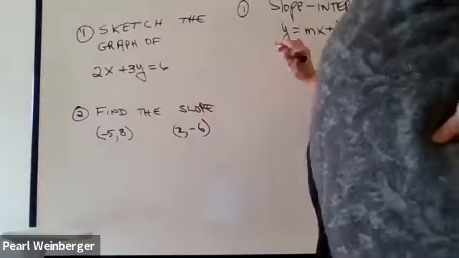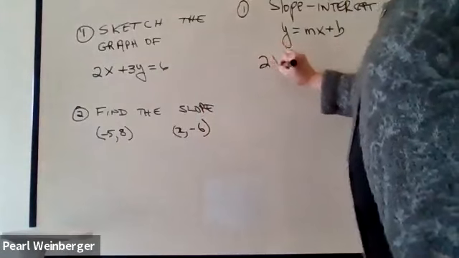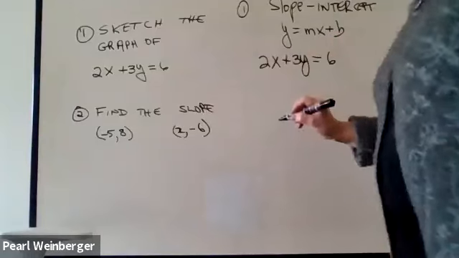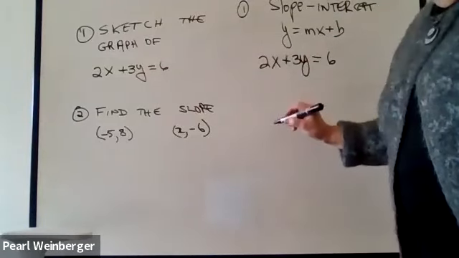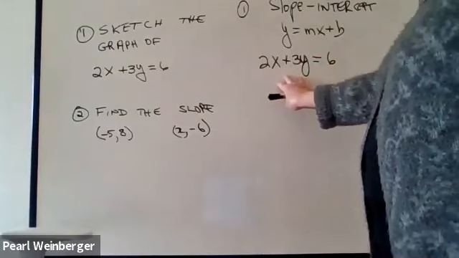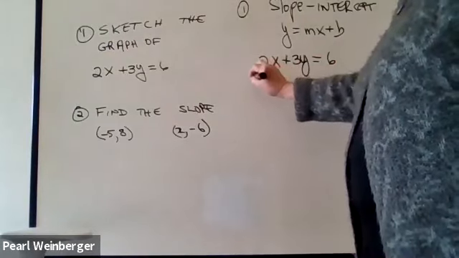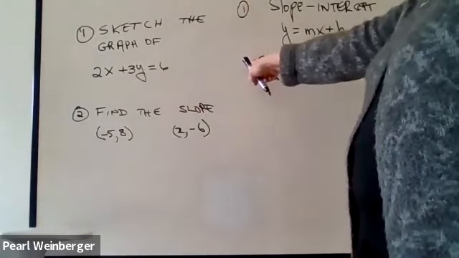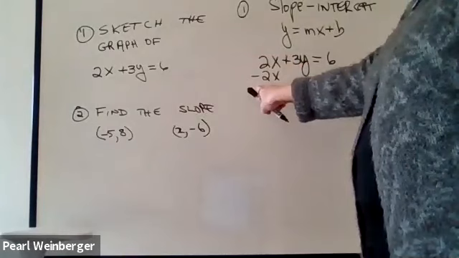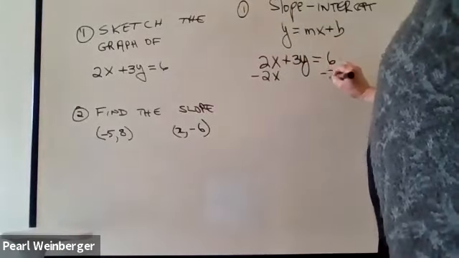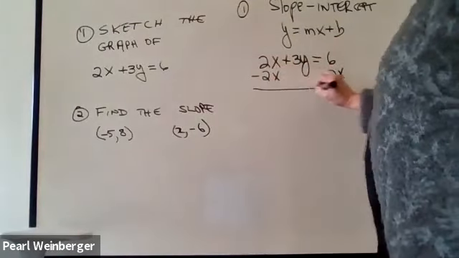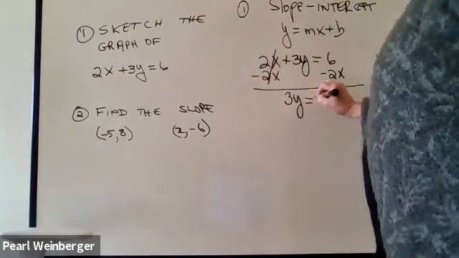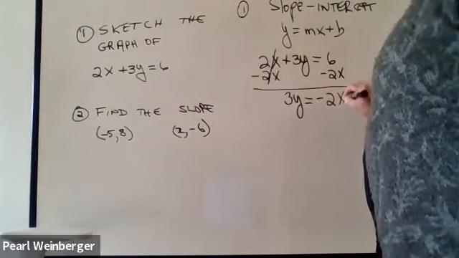So let's take this equation, 2x plus 3y equals 6, and put it in the slope intercept format, which means I have to get the y alone. So the first thing I'm going to do is get rid of the 2x. It's a positive 2x because it doesn't have any sign in front of it. So I have to do minus 2x on this side, which means I have to do negative 2x on the other side as well. So that'll give me 3y equals negative 2x plus 6.